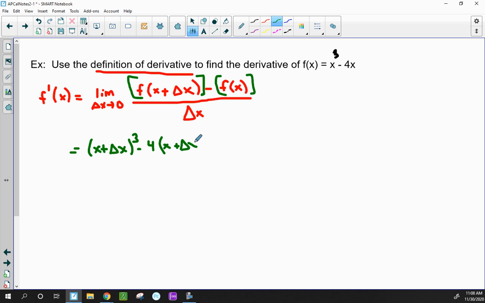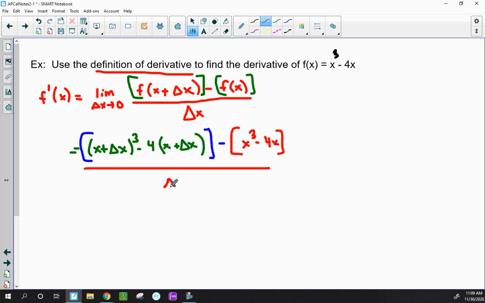Okay, so just like that. Okay, so that's going to be your first part. I'll put this in brackets. And then you're going to subtract off f of x, and so that part is just going to be essentially the same thing. F of x is x to the third minus 4x. And it's all being divided by delta x.